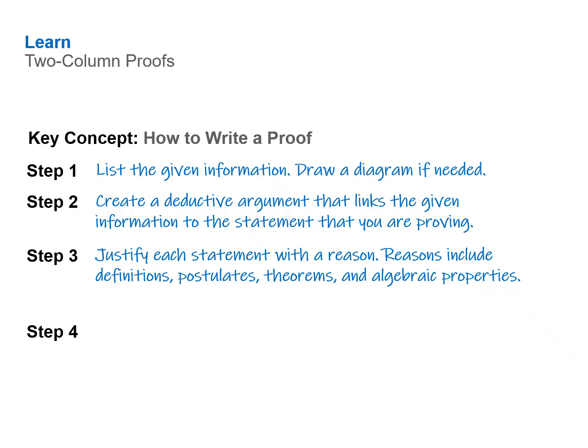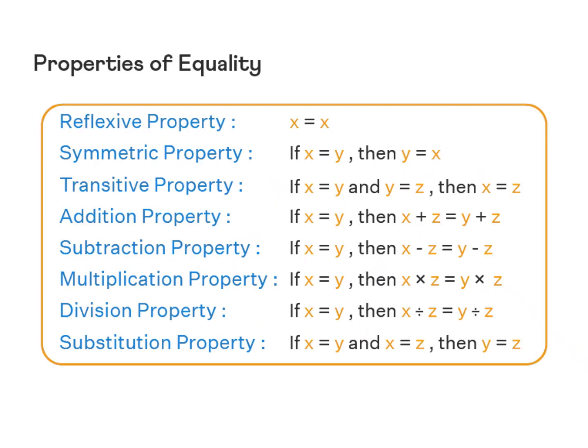We've already started looking at definitions and postulates. We're going to have our first theorem, and then we're going to look at some more algebraic properties. State what it is that you have proven. So, what are you doing? Listing the given information and drawing a diagram. Create a deductive argument that links the given information to the statement that you're proving. Justify each statement with a reason and state what it is you have proven.